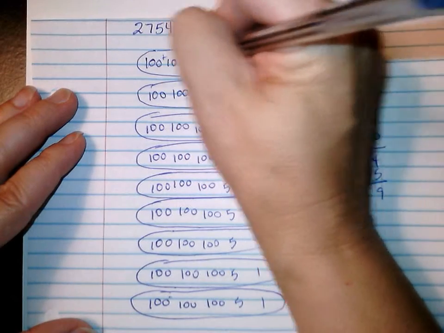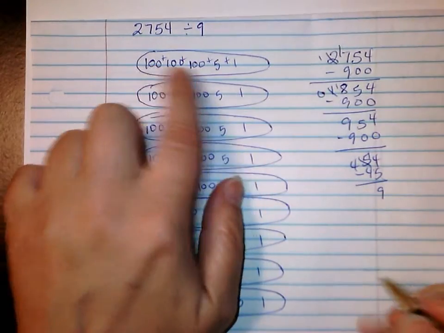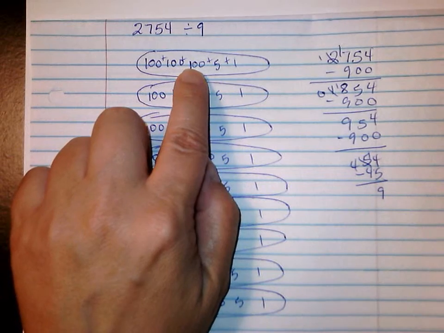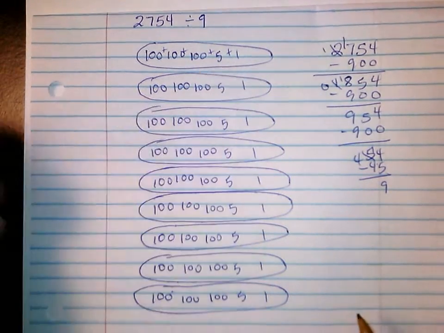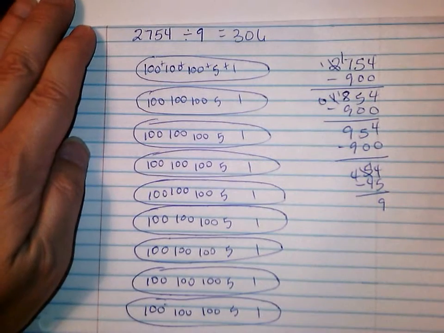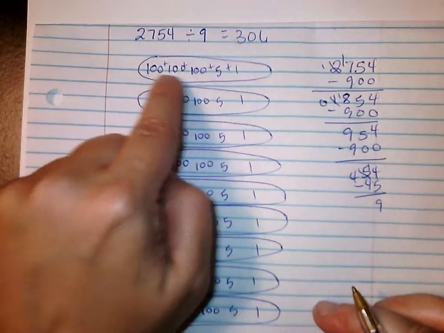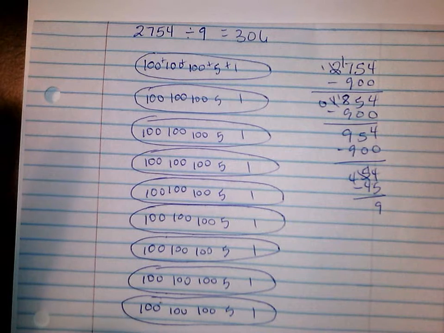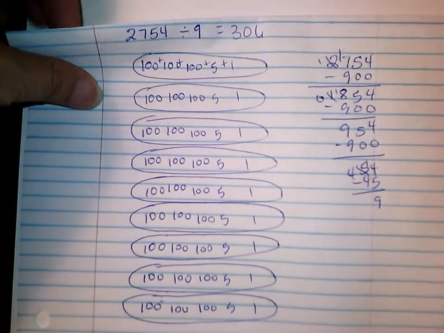So my answer would be this all together, which is 100 plus 100 plus 100, 300, plus 5 plus 1, which is 6. So my answer is 306. Because remember, your quotient should be what's in each group. So I have 306 in each group. Okay, so that's using an array.